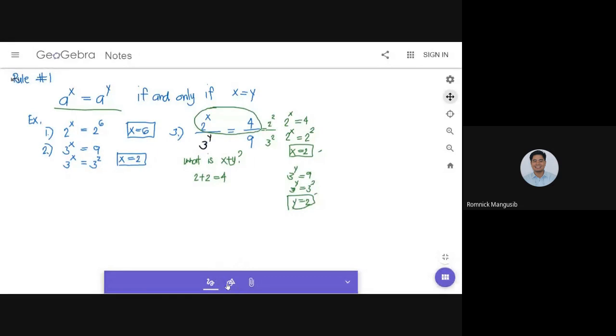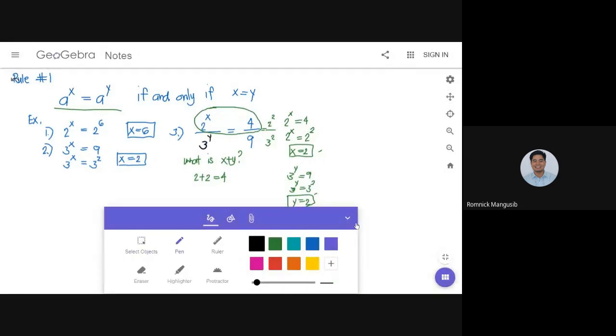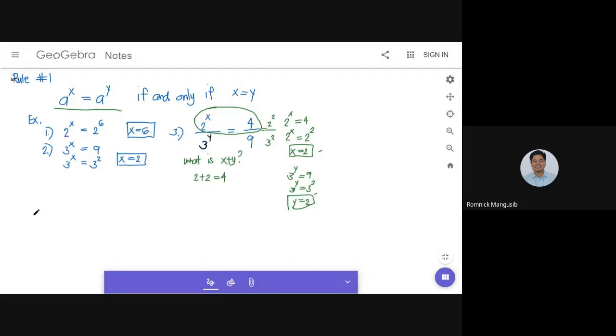Ito yung medyo siguro nako-confuse yung iba. Number 4. I got this in example number, I think third example in the LMS. 9 raised to x squared is equal to 3 raised to x plus 3. Okay. In this case, we observe that base is 9 on the left while base is 3 on the right. Kailangan nating i-rewrite si 9 para magkaroon siya ng base 3. Take note that 9 is simply 3 raised to 2.